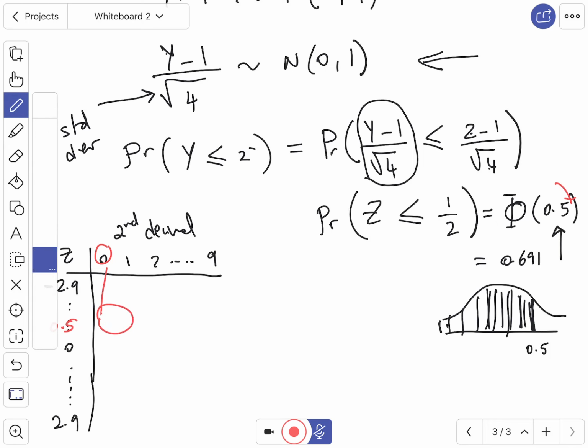You don't see it, I'm sure. Let me write it again. So you will find it as 0.691. All right.